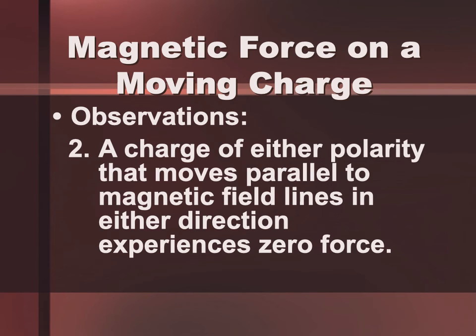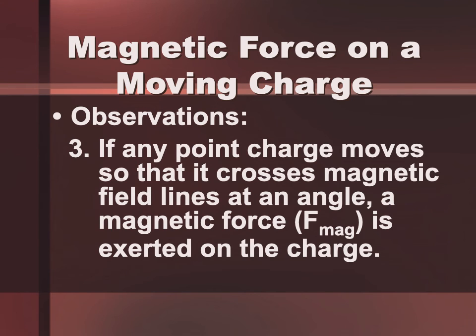All right, second observation. A charge of either polarity that moves parallel to magnetic field lines in either direction experiences zero force. So if it's moving parallel to the magnetic field lines, we did talk a lot about magnetic field lines, okay, but the idea is if it's moving parallel to the magnetic field, then it experiences no force also. However, if a point charge moves so that it crosses a magnetic field line at an angle, there is a magnetic force exerted on that charge. So this is key. If it's moving at an angle to the magnetic field lines, then it will experience a force. Okay, technically 0 degrees is an angle, but that's parallel, so don't count that.